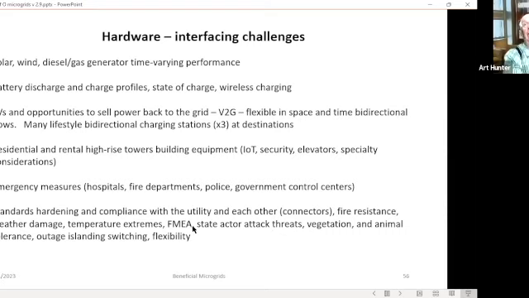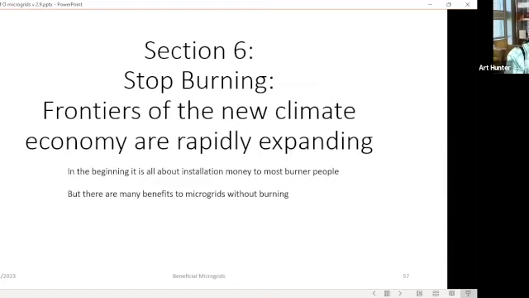Standards hardening and compliance with the utility and each other. I see that now that I'm closer. Fire resistant, weather damage, etc., as well as having some form of resistance to state actor cyber attacks, as well as vegetation and animals that get at things and cause havoc. Now, Section 6.